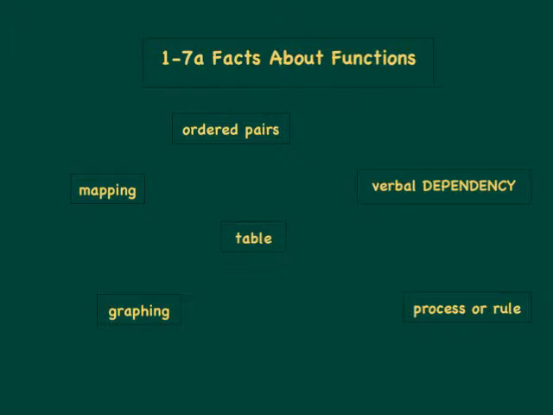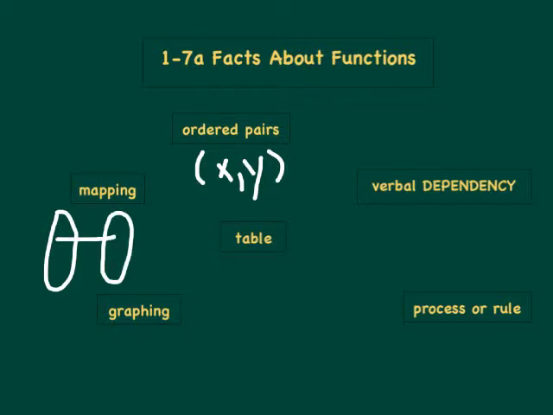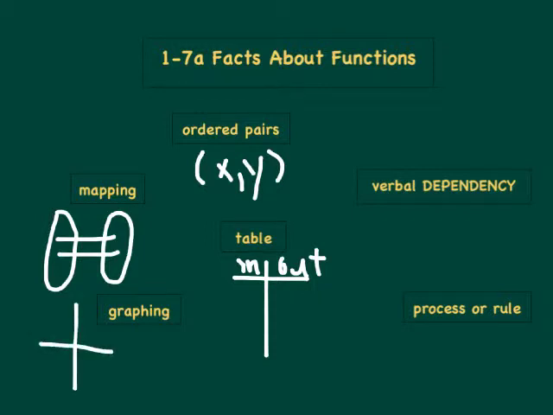So just for a brief review, a function is a relation, but it has two special things about that relation. And of course, a relation can be expressed with ordered pairs, x, y. It could be expressed with a mapping, where you have two sets and you map 1 to 1. It can be expressed with a table, where you have an in and an out. And it can be expressed by taking these ordered pairs and graphing them on the coordinate plane. But a function has a relation that is not only a verbal or word problem, but a verbal or word problem that has a dependency, where one quantity depends on the other.